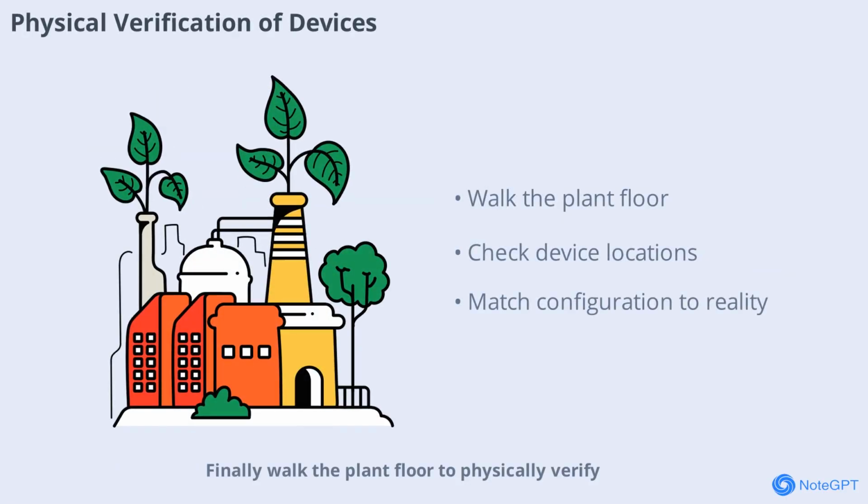Finally, walk the plant floor to physically verify the location and installation of all devices. This hands-on step ensures that the project configuration matches the real-world setup and helps identify any discrepancies before commissioning begins.